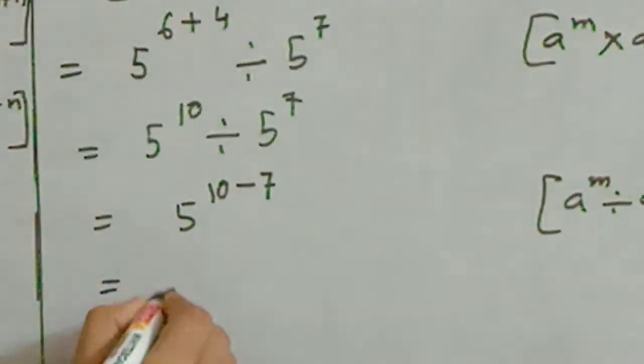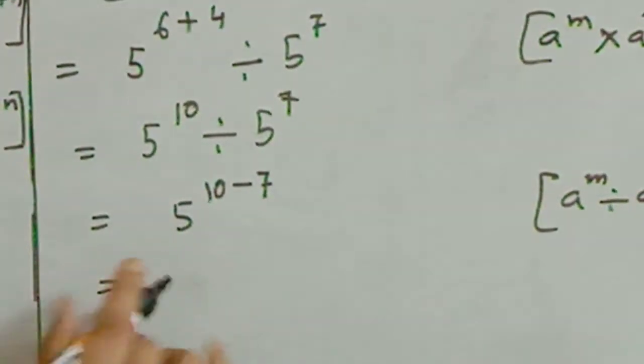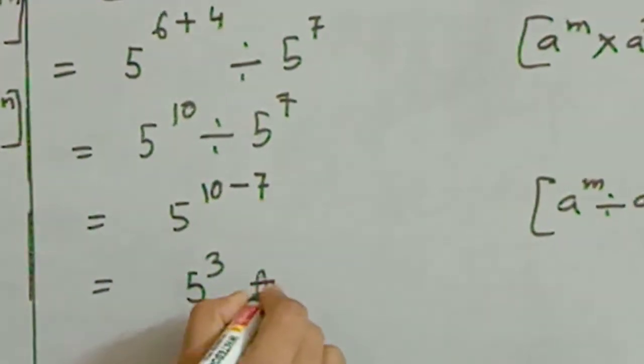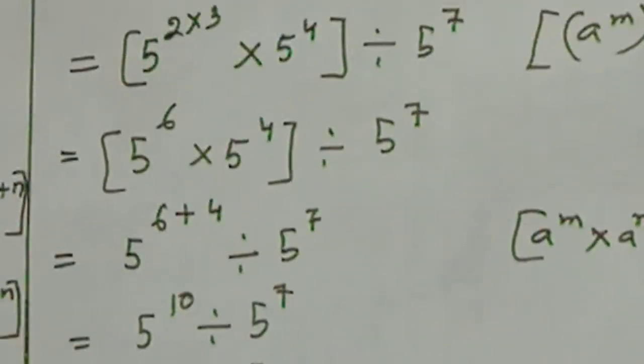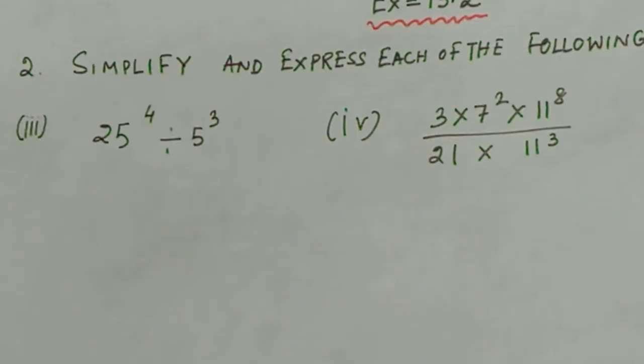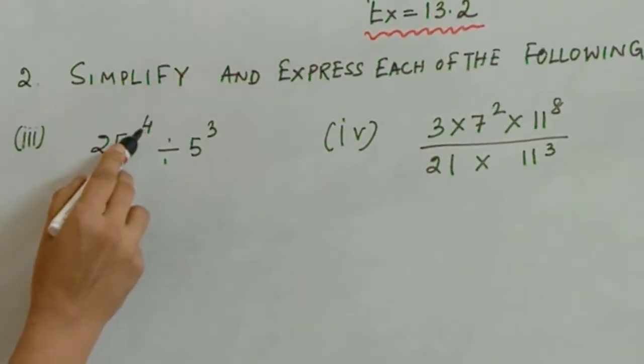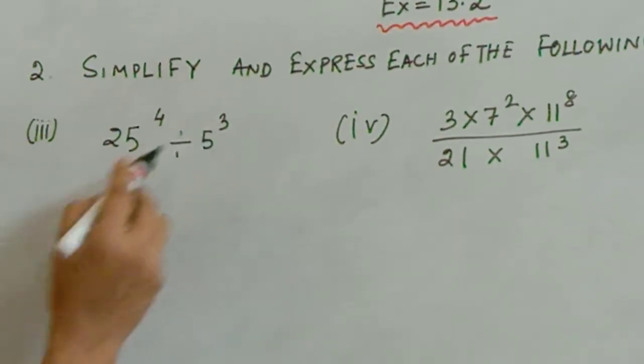Next, a to the power 5 to the power 3. Result: 10 minus 7, 5 to the power 3. Understood? Question number 3. 25 to the power 4 divided by 5 to the power 3.